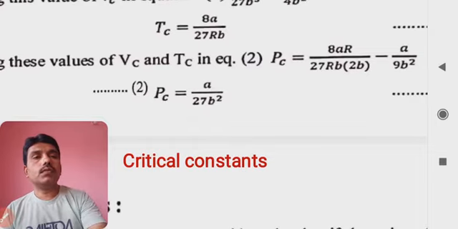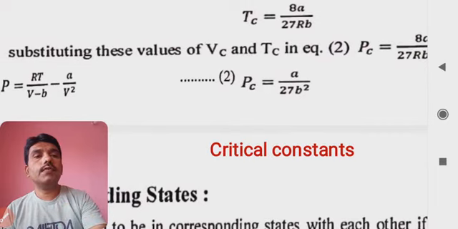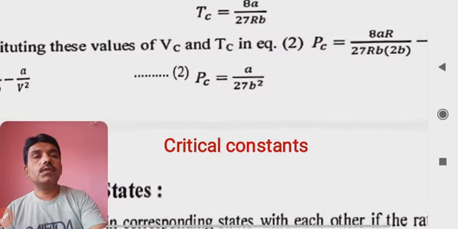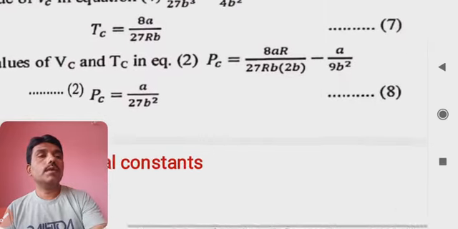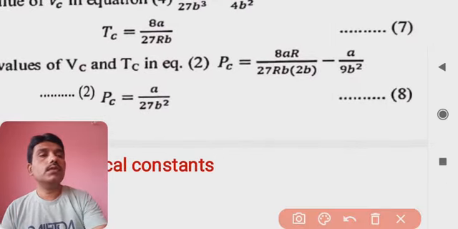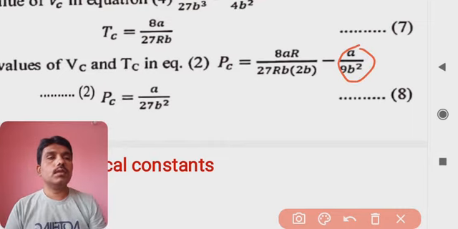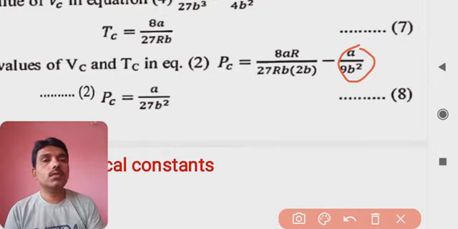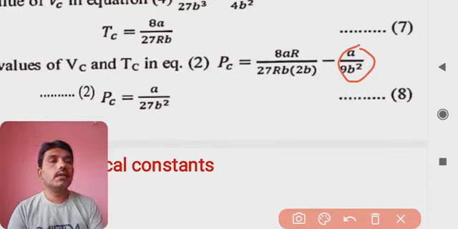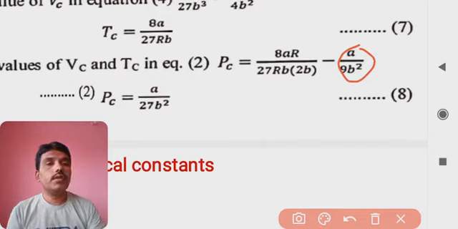Again, minus A by V square, that is minus A by VC square. The value of VC is 3B, so that becomes 9B square. So it will become 9B square, and if you look at this, A upon 9B square is to be there. So these are the values we have taken into account. Now if you look carefully, 8AR upon 27RB into 2B minus A upon 9B square is to be there.